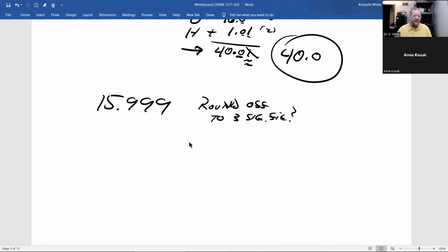How do you round that off to 3 significant figures? Well, as you learned for quiz 1, keep the 1, keep the 5, keep the 9. Use this to round off. It's 5 or greater. You drop all this, increase that by 1. So that'd be 1.0, which means you increase this by 1. So that's 16.0. Does that help?